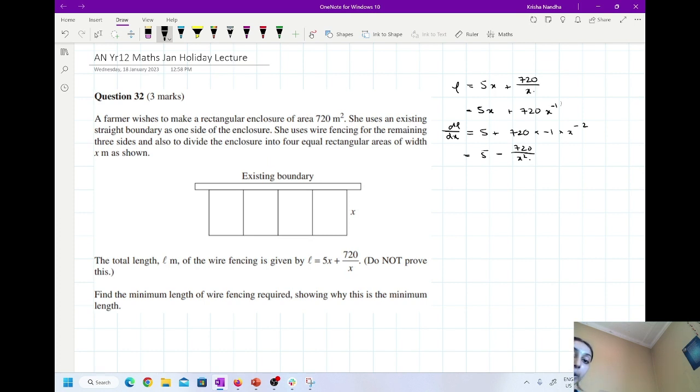So it'll be 5 minus 720 on x squared. Now we want to make this equal to 0 because we need to find a turning point if we're looking for the minimum length. So 5 is equal to 720 on x squared. I'm going to times everything by x squared and divide everything by 5, so switch the 5 and the x squared. So x squared is equal to 720 on 5, which is 144.